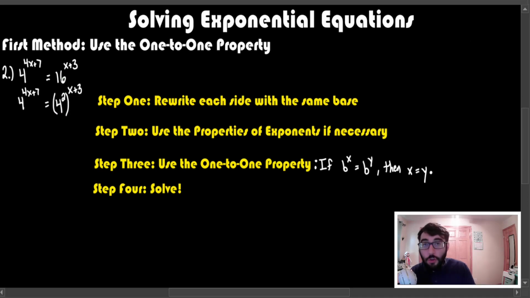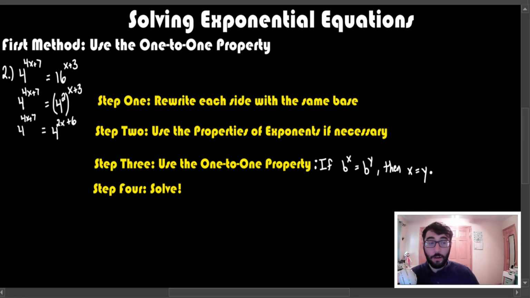Notice I'm not changing the number. 16 is 4 squared, so 4 squared gets us 16. 16 was raised to the x plus 3 power. So I'm not actually changing anything in the problem. I'm just rewriting it with a different base. From there, I can go ahead and use the power property once again. I had 4 squared raised to the x plus 3 power. And once again, notice when I have a power raised to a power, I got to distribute that power. So 2 times x gets me 2x, 2 times 3 gets me 6. So that becomes 4 to the 2x plus 6 power.